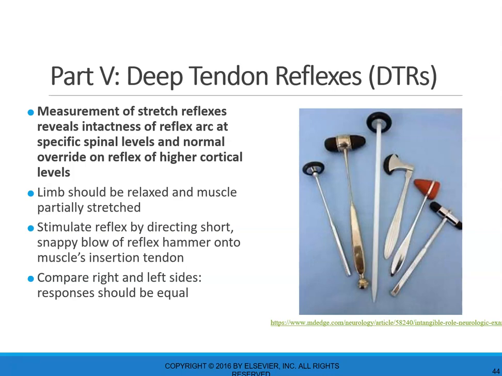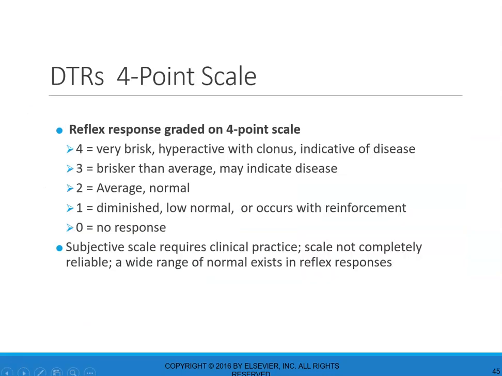0 is no response at all. +1 is diminished or low normal. +2 is average or normal. +3 is brisker than average. It could indicate disease, but it could be normal for that person. And then +4 is extremely brisk, and it's like hyperactive. And you see +4 with clonus, and that's where they have rapid contractions of the muscle. And here are those scales for you.